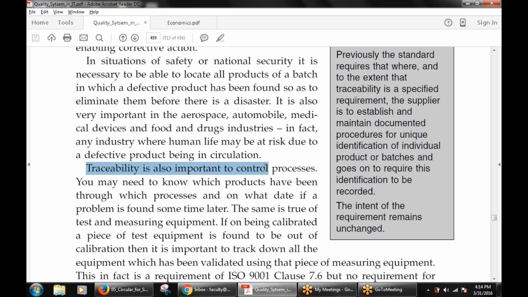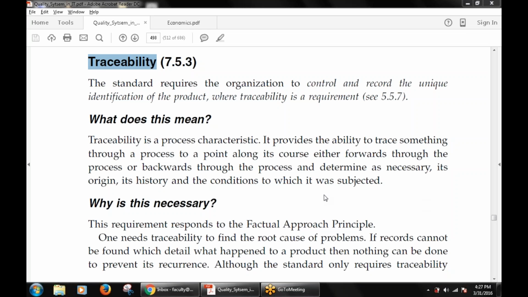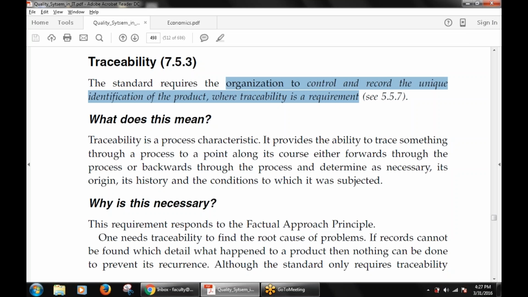Traceability is also important to control processes, and you may need to know which products have been processed. That is how it is used. So next is traceability, that is how we can trace things. It is used to control and record the unique identification of the product, where traceability is a requirement. So a greater traceability is required, used to control and record the requirements.